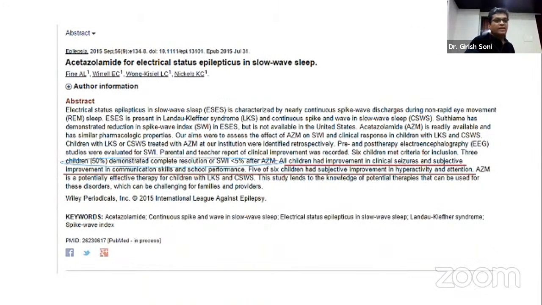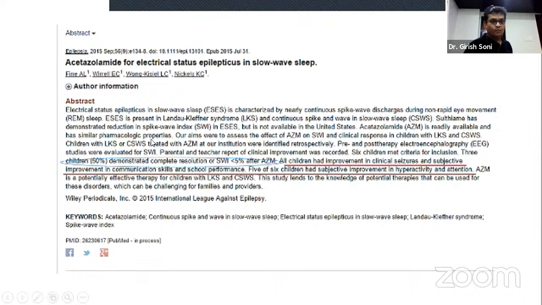So acetazolamide can show a dramatic response in CSWS in terms of seizures and in terms of cognitive decline. This is a good study where 6 children were included. 5 patients showed a subjective good improvement in terms of seizures as well as cognitive improvement. Acetazolamide can be useful in Landau-Kleffner syndrome as well as CSWS. So we had 3 patients of CSWS. In all patients we added acetazolamide, and they showed good clinical improvement, along with steroid, of course.